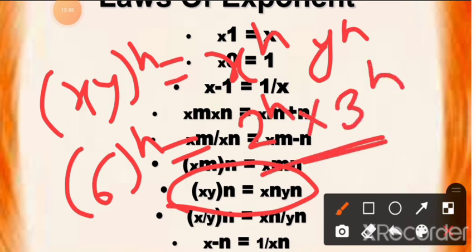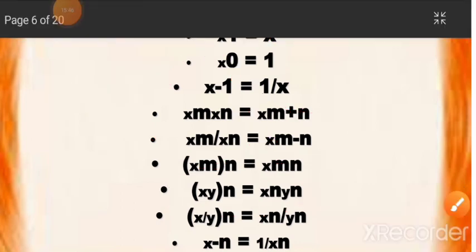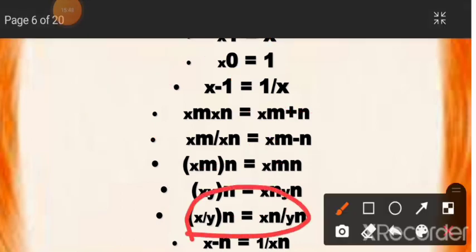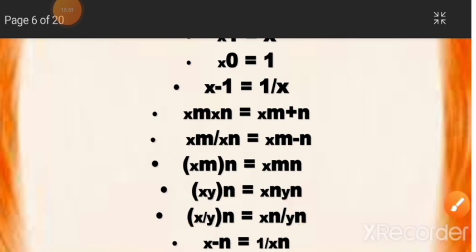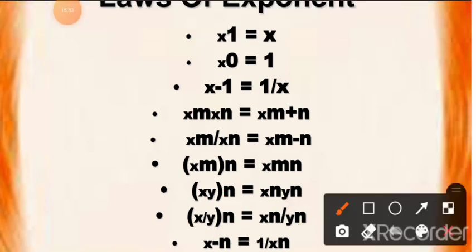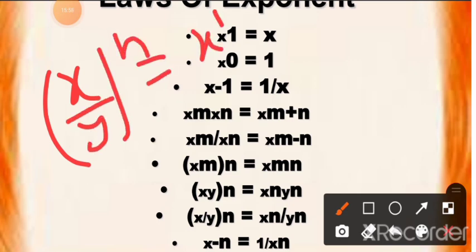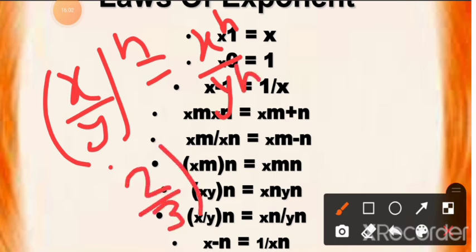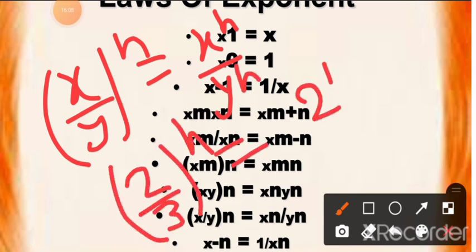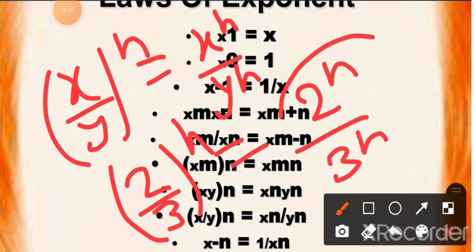The next one is x upon y power n: x upon y whole power n is equal to x power n upon y power n. For example, 2 upon 3 power n is equal to 2 power n upon 3 power n. These are the rules, the laws of exponent, to use for calculating other questions based on the laws of exponent.